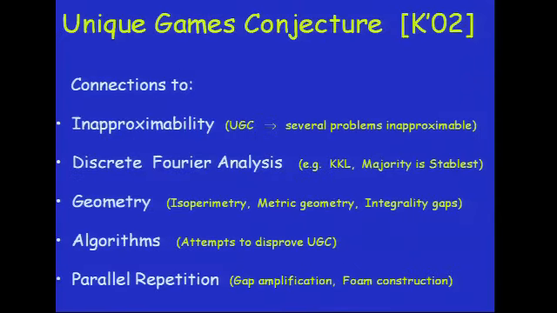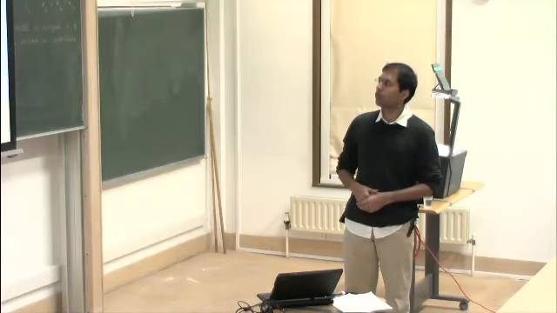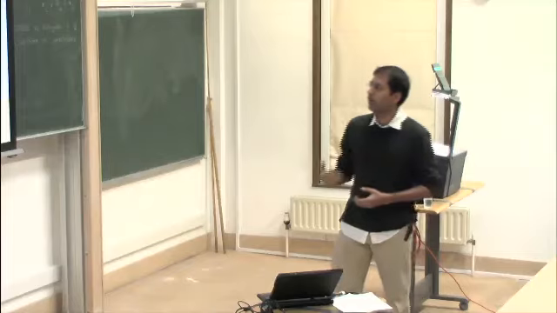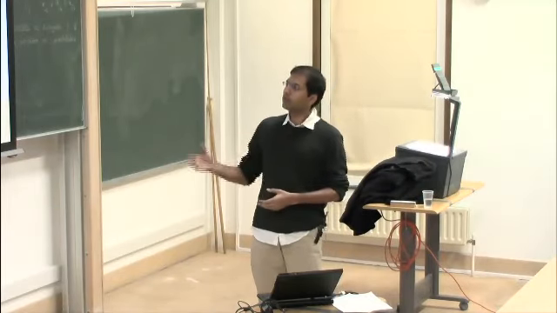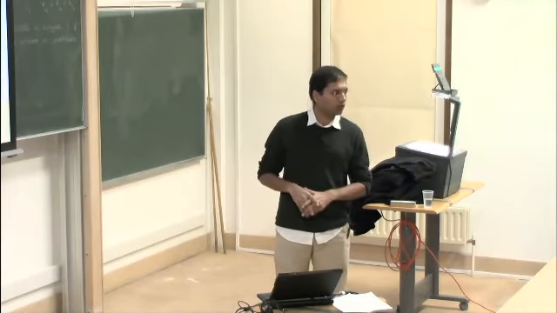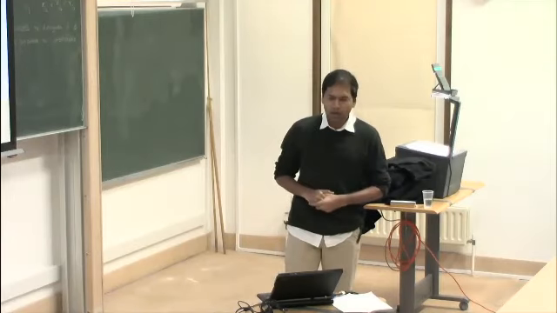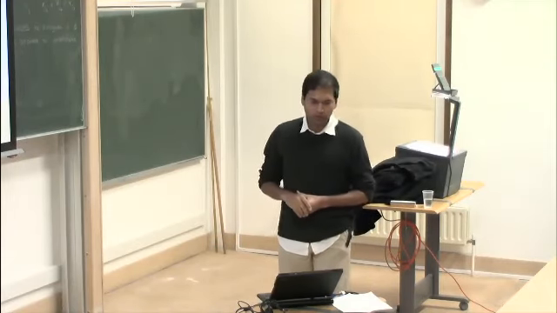And this unique games conjecture was proposed as a way towards making progress on these problems from the hardness side, to prove better and better hardness results. And then in the subsequent years, it turned out that the conjecture has many connections to other topics such as Fourier analysis, geometry, algorithms, and there is a topic called parallel repetition in computational complexity, which I will try to describe towards the end. So I will try to highlight some of these connections.